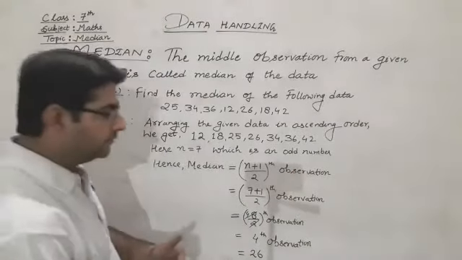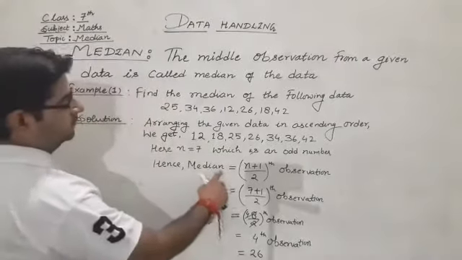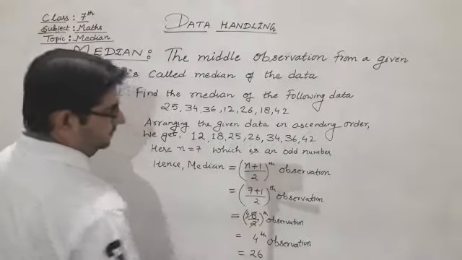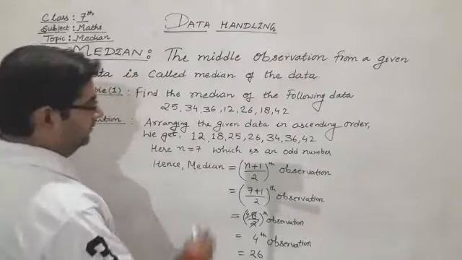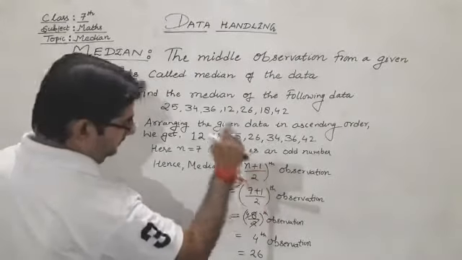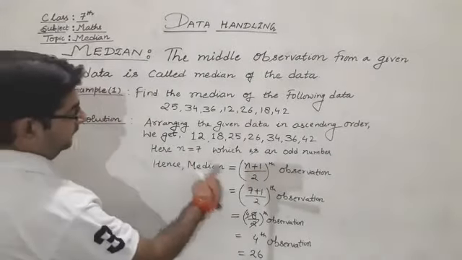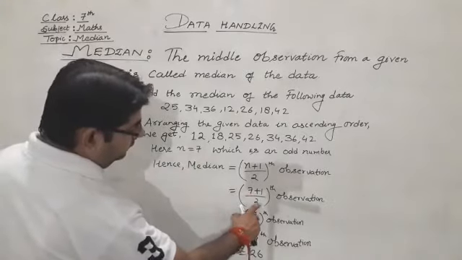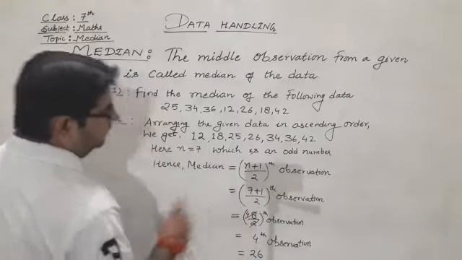So, the formula to calculate the median is equal to the (n plus 1) by 2 observation. That is, in case of an odd number, median is equal to the (n plus 1) by 2 term. Okay. So, putting the value of n, 7 plus 1 by 2, that is 8 by 2, the 4th term.